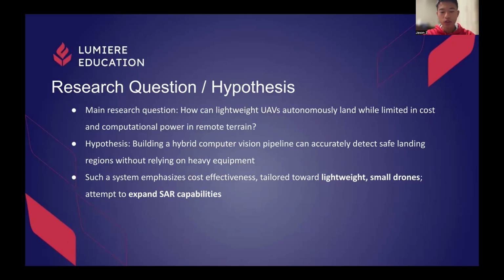The key research question guiding this project is how can lightweight UAVs autonomously land while limited in cost and computational power in remote terrain? This project proposes a hybrid computer vision pipeline, combining object detection, semantic segmentation, and monocular depth estimation, attempting to improve landing zone detection accuracy while reducing hardware demands. This would allow drones to operate safely in remote or GPS-denied conditions using only camera imagery, with the main goal of expanding search and rescue capability.